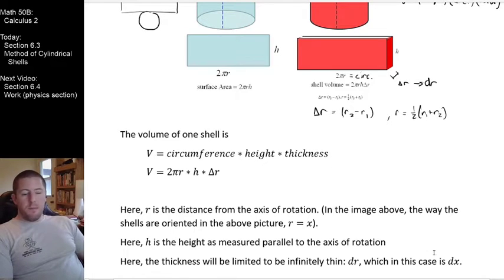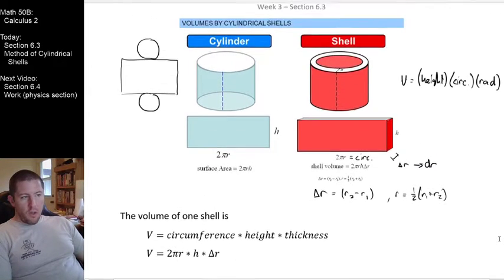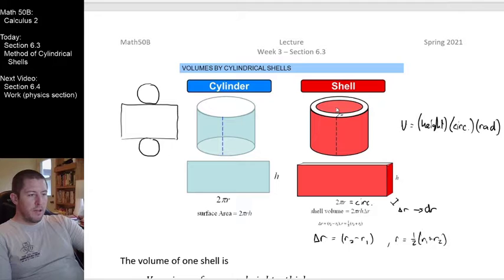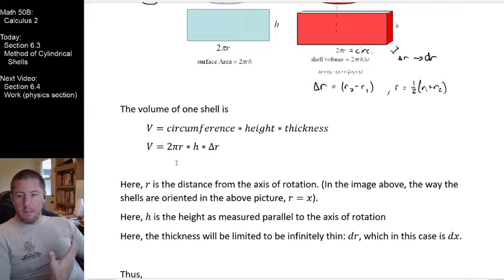r is our distance from the axis of rotation. So I think the only other thing that's good to visualize in this picture right here is that there should be a line going down through the center here, where we are rotating about this axis that is centered right there through the shell, right? So we're rotating about the center of it. That's going to be our radius r, our distance from the axis of rotation.